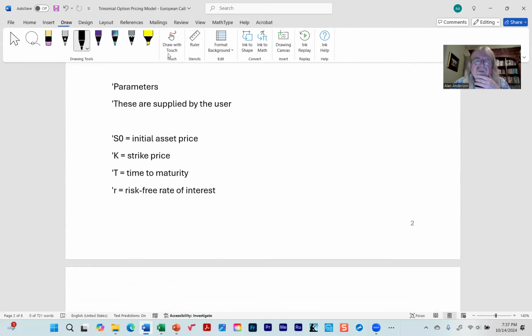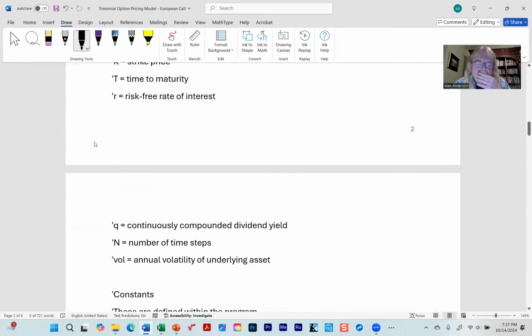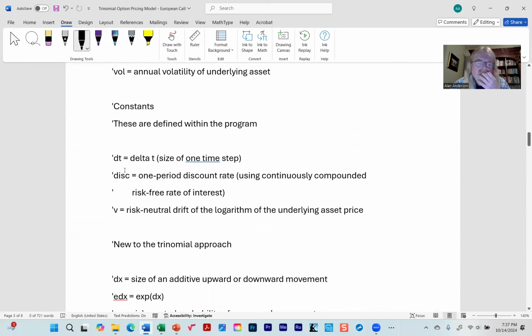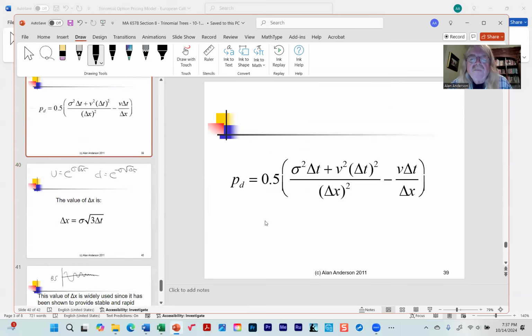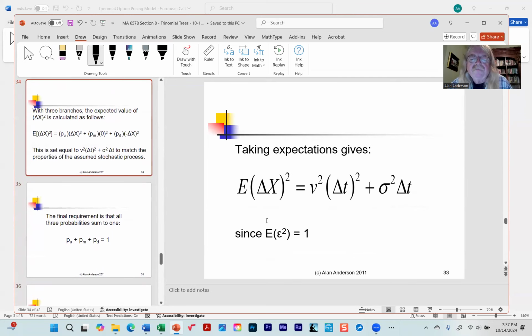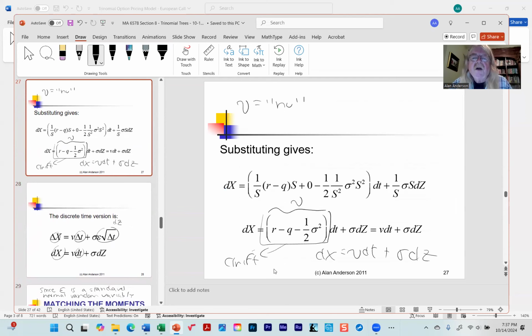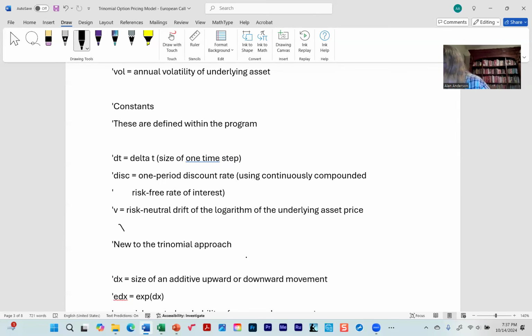All right, now these parameters haven't changed. We need the same, okay, the only new constant, well, actually, this term, there's no Greek letters in here, of course, so we'll just use the letter V. That is our risk neutral drift of the logarithm. So in other words, as we saw in the slides, this is equal to this term, R minus Q, and we'll see it being defined later on in the code.